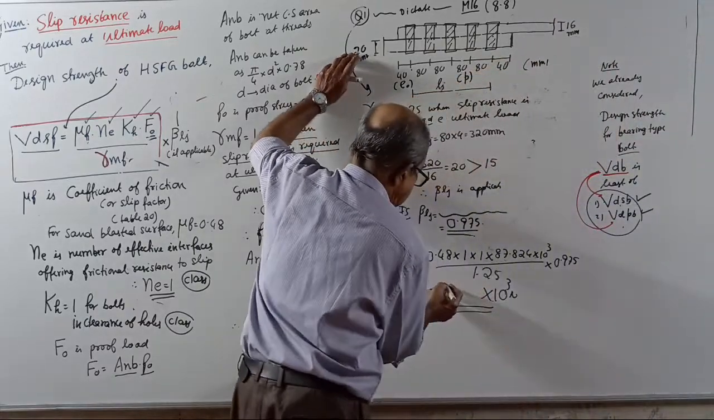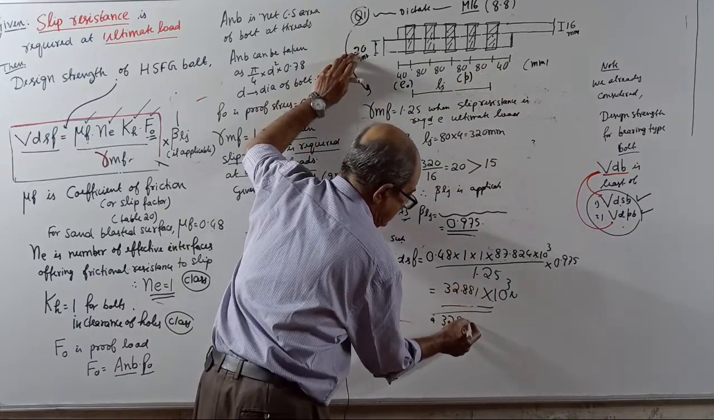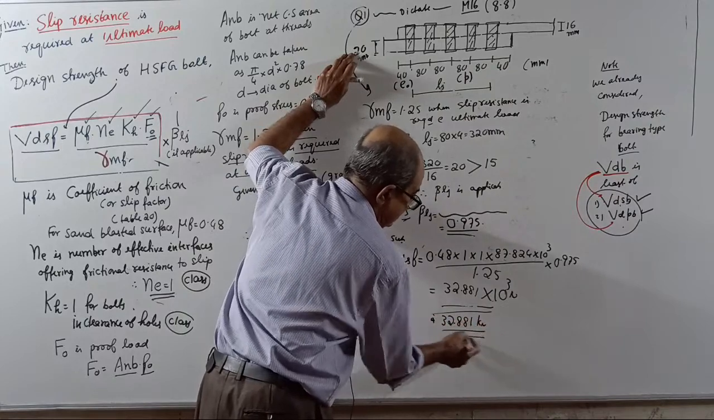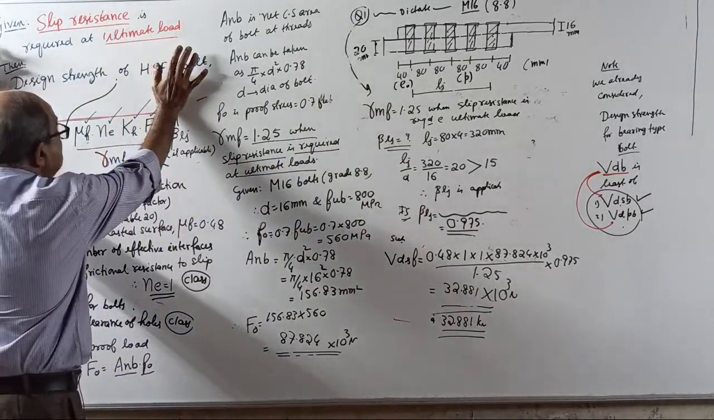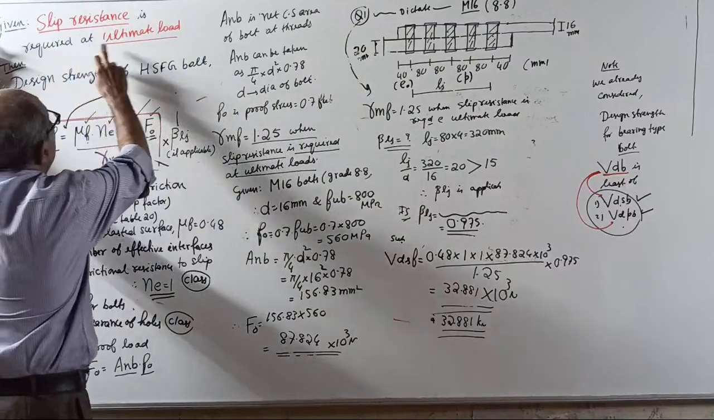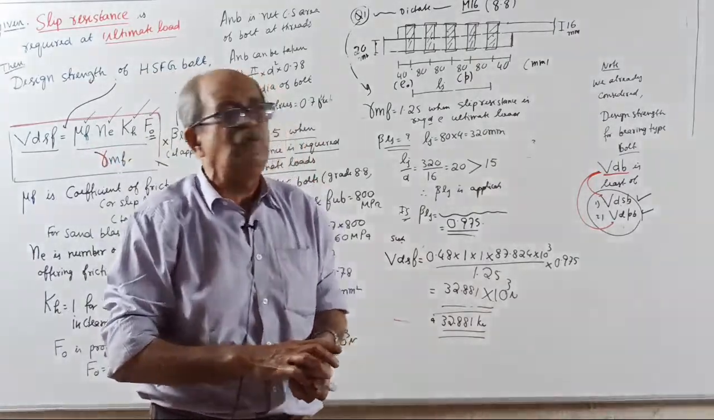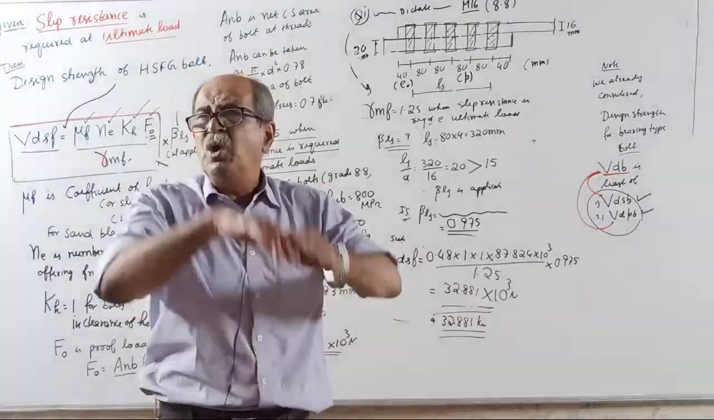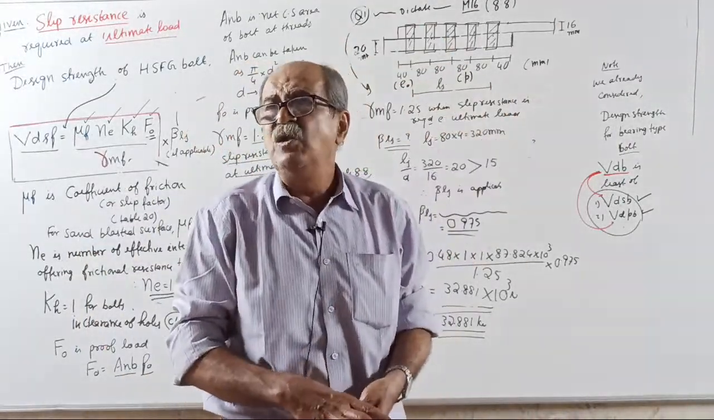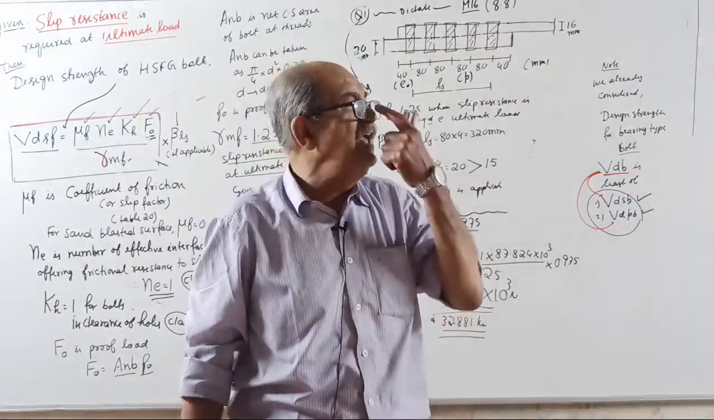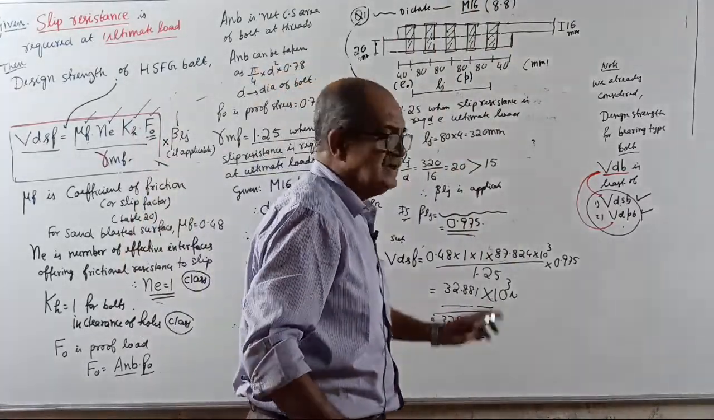32.881 Newton. That is 32.881 kilonewton. This is the answer for the strength of the friction grip bolt if slip resistance is required at ultimate load. Ultimate load required means service load also required, throughout the life, even at failure. Even when the loads are increased by 50%, even at the ultimate load, slip should not take place. This is the answer. Fully clear?